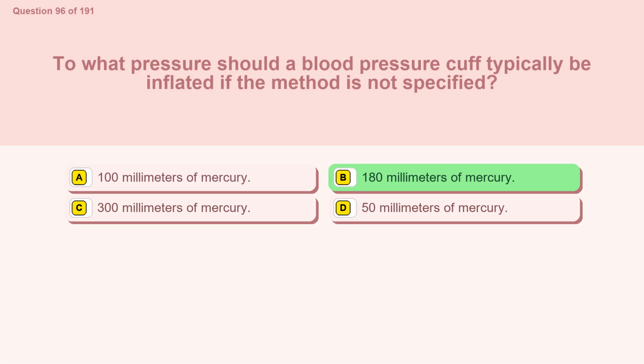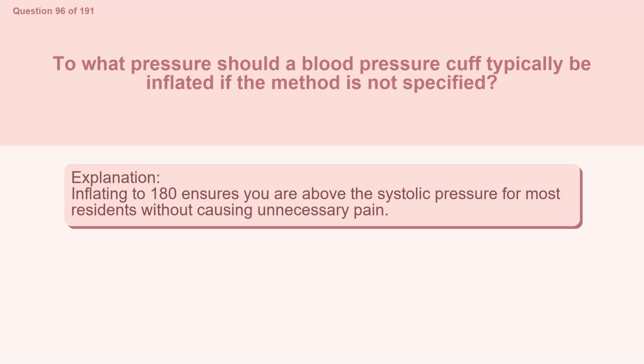The correct answer is option B, 180 mm of mercury. Inflating to 180 ensures you are above the systolic pressure for most residents without causing unnecessary pain.